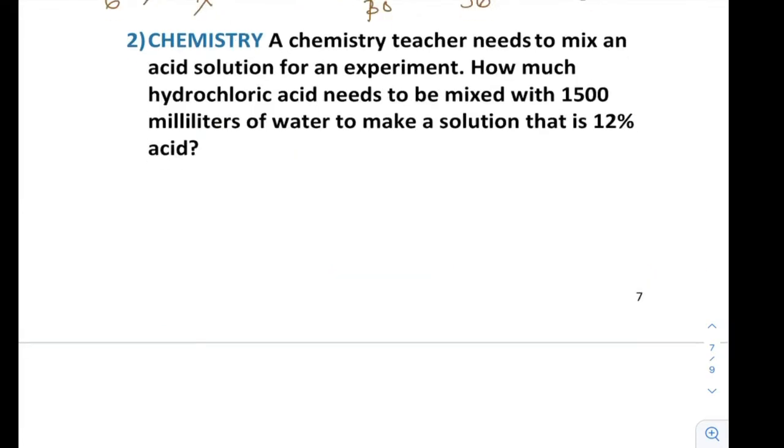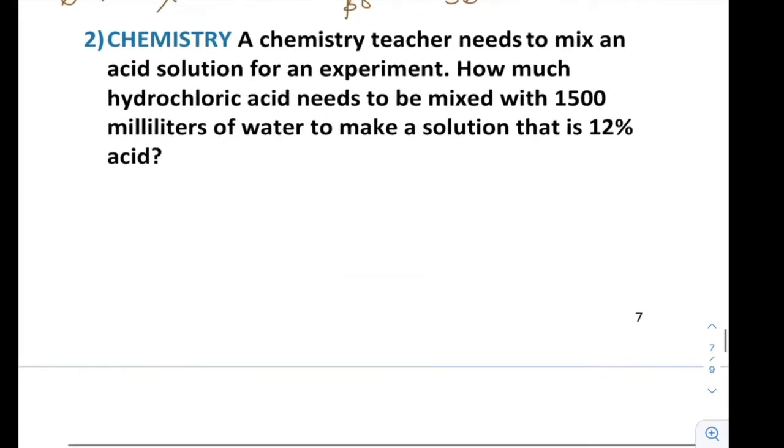A chemistry teacher needs to mix an acid solution for an experiment. How much hydrochloric acid needs to be mixed with 1,500 milliliters of water to make a solution that is 12% acid? Let's summarize the problem.